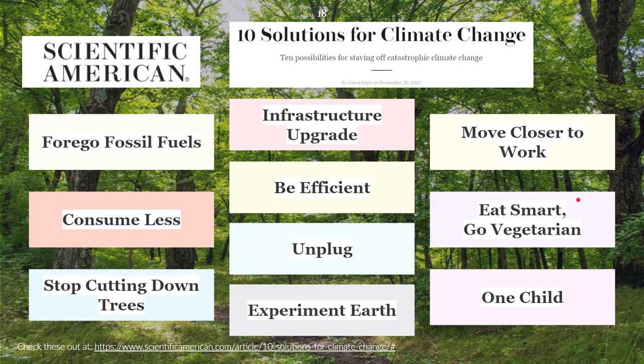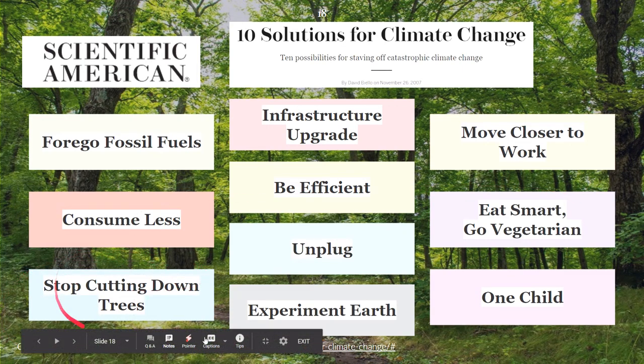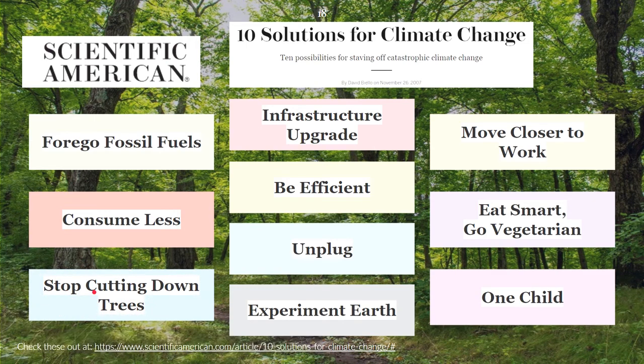Stop cutting down trees. So again, deforestation. Instead of cutting down trees, we should be planting more trees, because trees and plants are the ones who take carbon dioxide from the atmosphere. So we should plant more trees. Those trees will lessen the carbon dioxide levels.